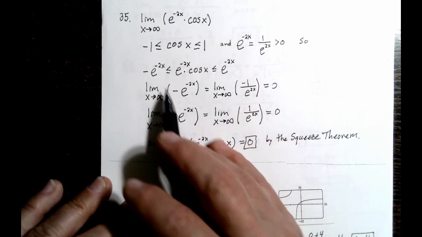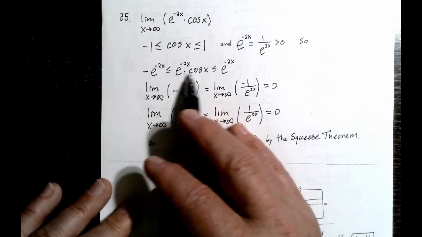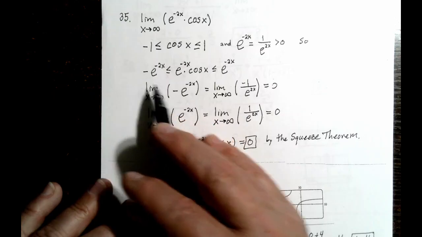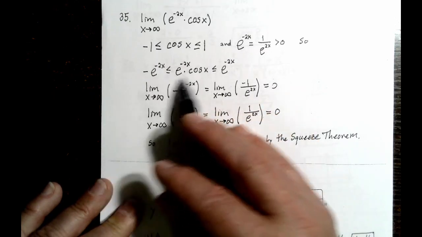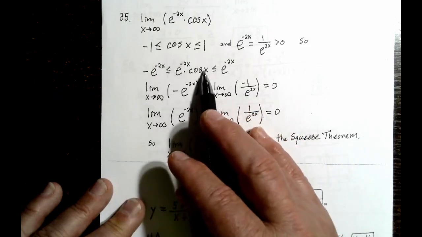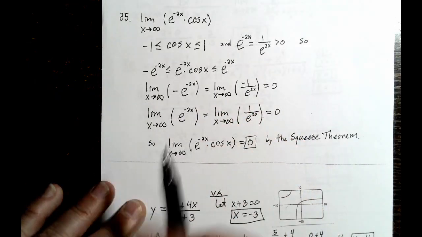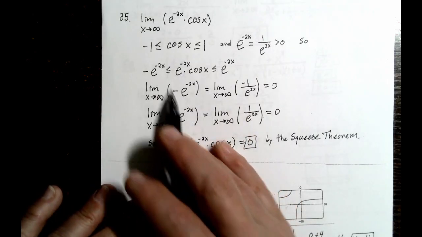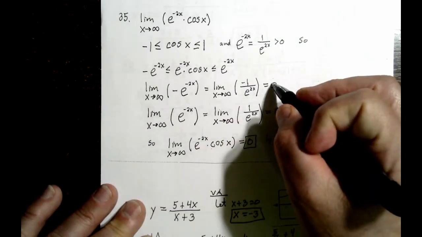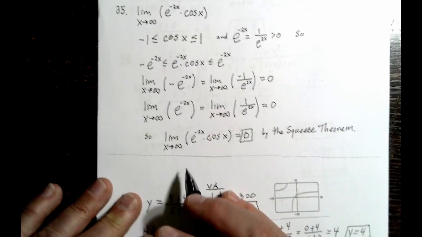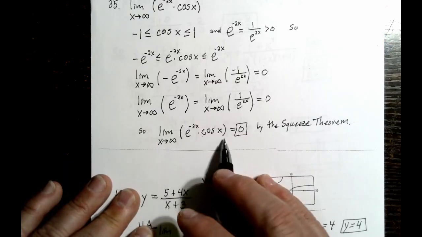Now, the squeeze theorem says if you've got f, g, and h functions, and you know that the limit of f goes to one number, and the limit of h goes to the same number, then the limit of g has to be that same number because it's sandwiched in between. So here's the limit of f, the left-hand side, and you've got 0. Here's the limit of h, and it goes off to 0. And so we know the limit of this guy also has to equal 0.